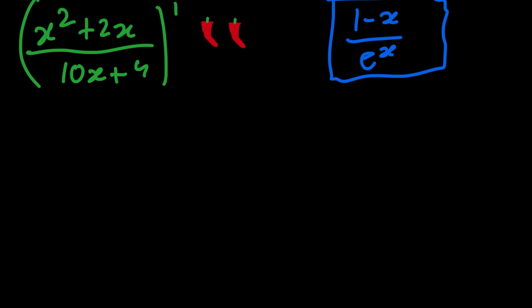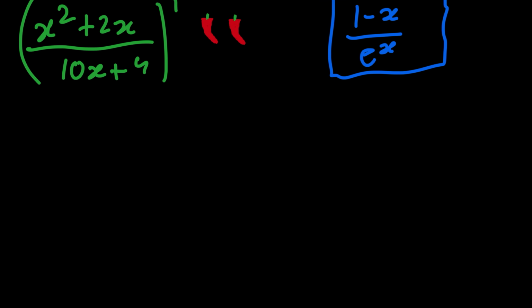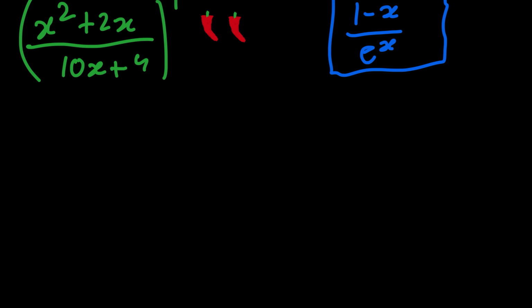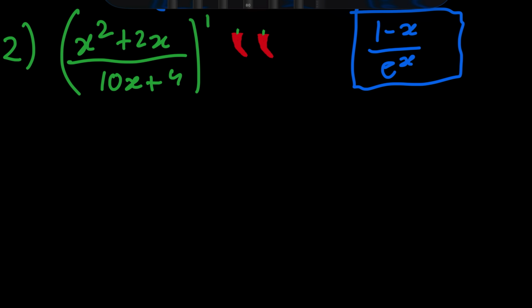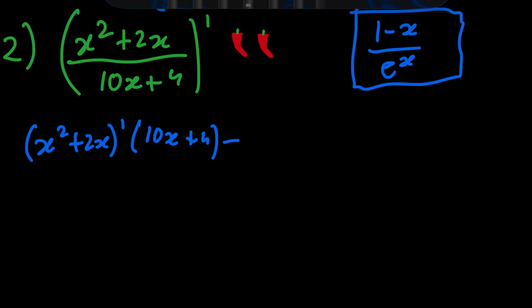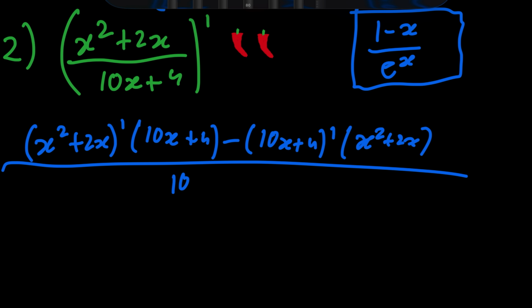The next problem is a bit of power rule and quotient rule, but I think it should be quite simple. So again, we always take the derivative of the top. So we want to take the derivative of x squared plus 2x prime times 10x plus 4 minus, always minus, derivative of 10x plus 4 times x squared plus 2x. Okay? And then we divide this by 10x plus 4 squared.